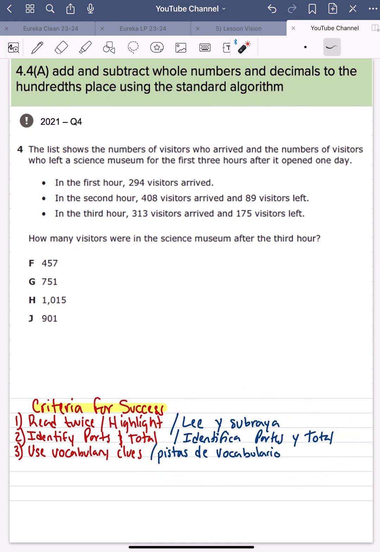So without a doubt, boys and girls, let's go ahead and get started. The list shows the numbers of visitors who arrived and the number of visitors who left a science museum for the first 3 hours after it opened one day. In the first hour, 294 visitors arrived. In the second hour, 408 visitors arrived and 89 visitors left. In the third hour, 313 visitors arrived and 175 visitors left. The question wants to know how many visitors were in the Science Museum after the third hour.